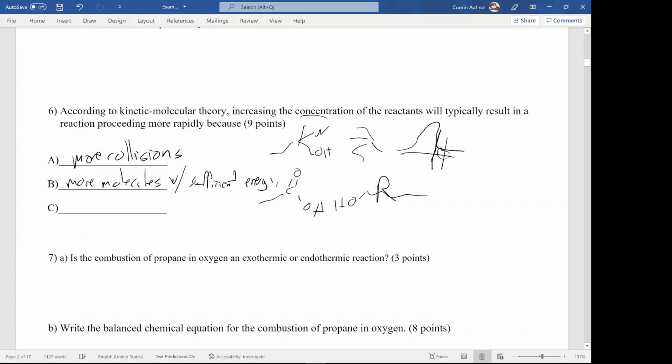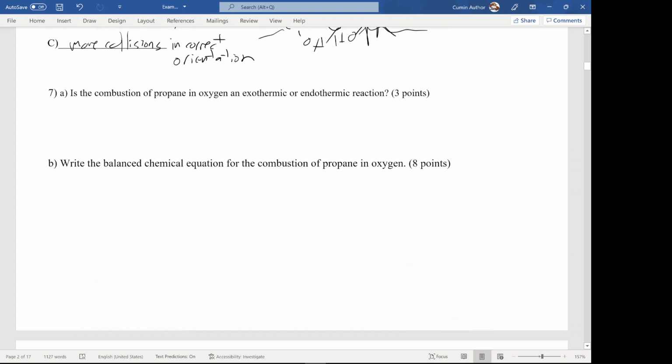And also, the collision needs to be in the right orientation. The active groups where bonds are going to be breaking and reforming have to be near each other. So higher concentration means there's more collisions, and more of those collisions will be in the correct orientation. So basically it is just that the higher concentration means that those 3 criteria for a reaction to take place will happen more frequently. But we want you to keep those 3 criteria in mind.